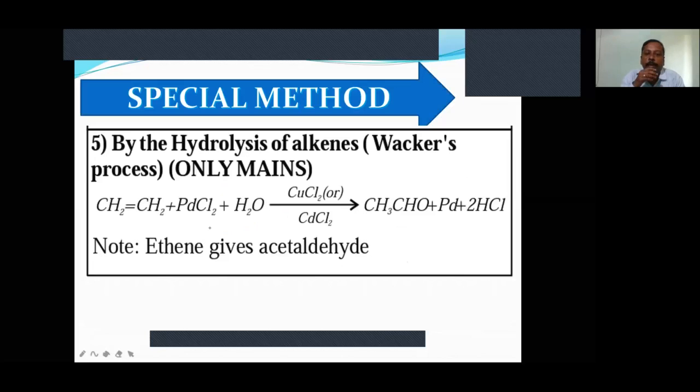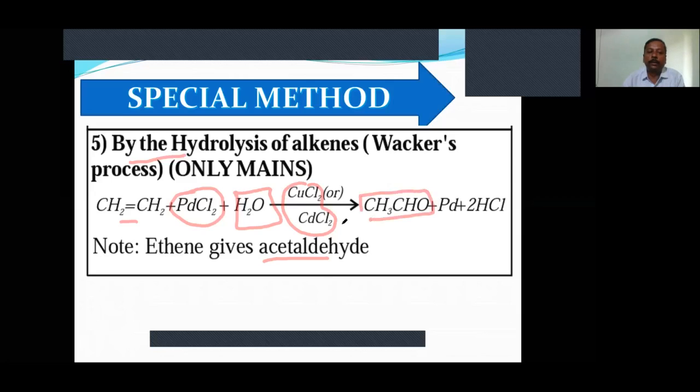Now next special method, Wacker's process. Why am I calling this a special method? Because you have already studied it in hydrocarbons, alkenes. Alkenes method is the best and special method. It is used as PdCl2 and H2O. In place of PdCl2, you can use CuCl2 also, CdCl2 also. And here if I am taking ethene, what am I getting? Acetaldehyde.